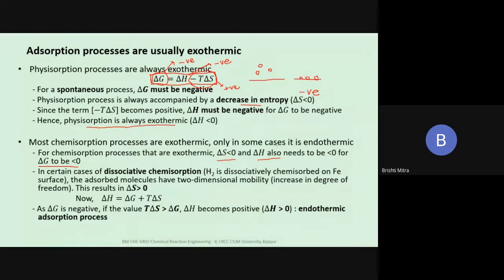Now, this should always happen, but for certain specific cases, for example, what we call dissociative chemisorption. So what is dissociative chemisorption? Chemisorption, if you remember, I had told you, is a specific process. Suppose we have a surface like this, and you have a metal species like this.